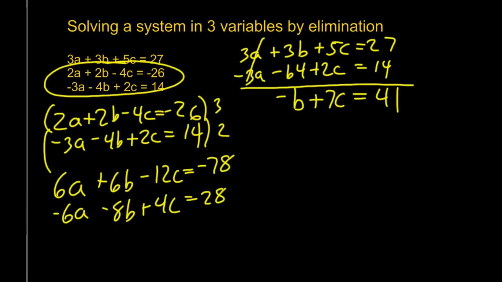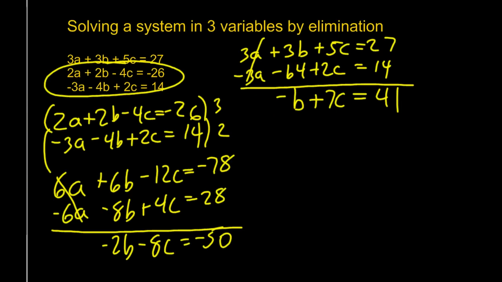And add those together. A's cancel, negative 2b minus 8c equals negative 50. So now I can solve those by looking at these two equations. When I've eliminated A, I now have a system in two variables just like what we've been doing. So we've done all that work to get back to where we started 2 days ago. So now we're having fun. We've done all this work just to get back to what we've done before.